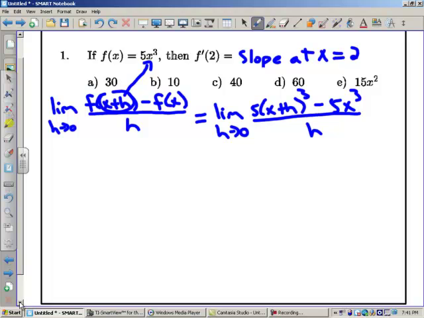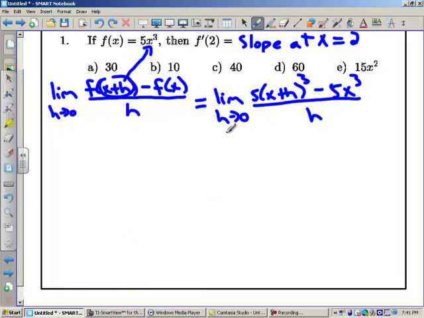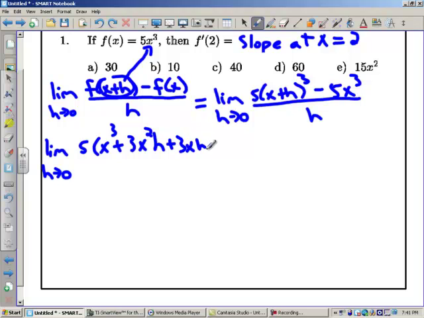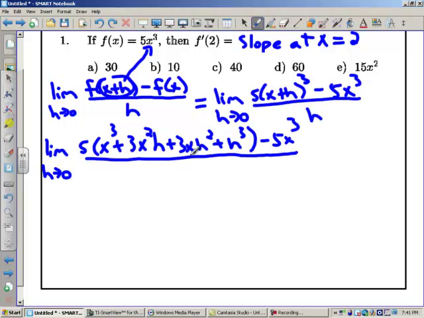But some of you can just go ahead and write x plus h times x plus h times x plus h and bust out your algebra. Let's go ahead and look at it. So I've got the limit as h approaches 0 of 5 times, now x plus h cubed is x cubed plus 3x squared h plus 3x h squared plus h cubed. Whew. And then minus 5x cubed, and this is all over h.